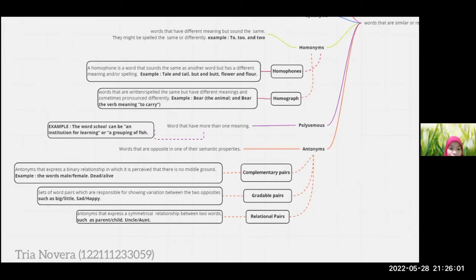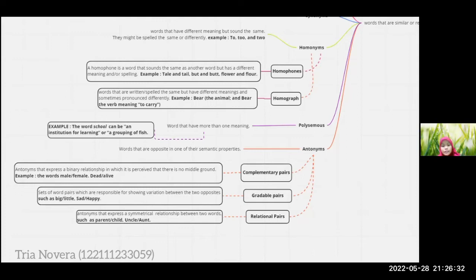Antonyms are words that are opposite in one of their semantic properties. And there are three kinds of antonyms. The first one, complementary pairs. Complementary pairs are antonyms that express a binary relationship in which it is perceived that there is no middle ground. For example, the words male and female, and dead and alive.